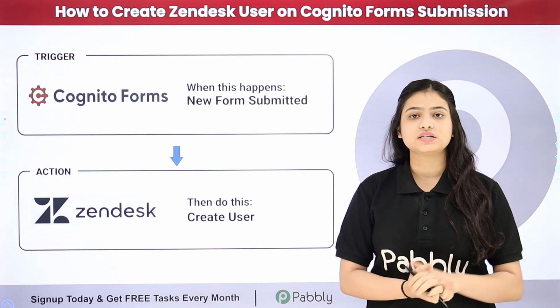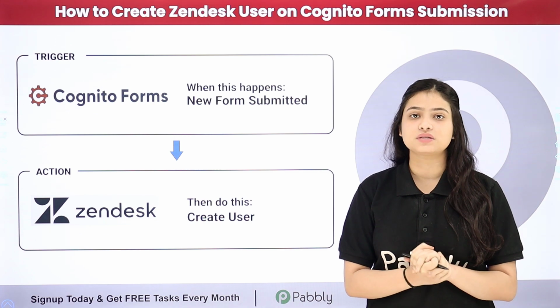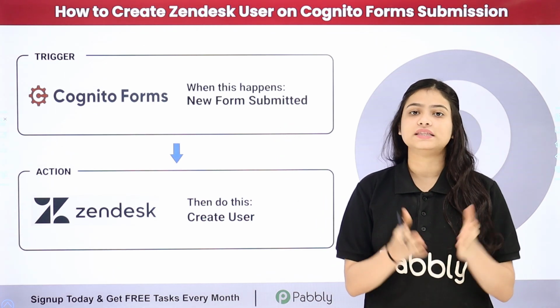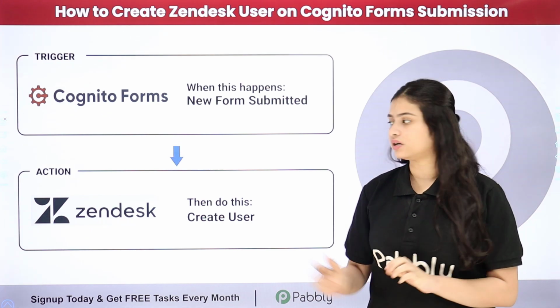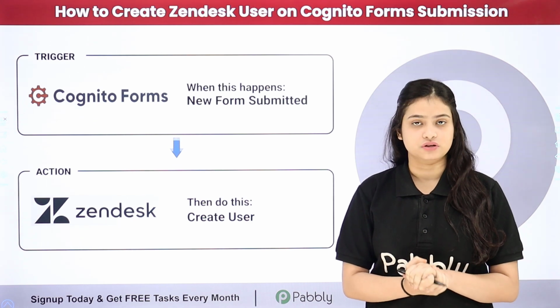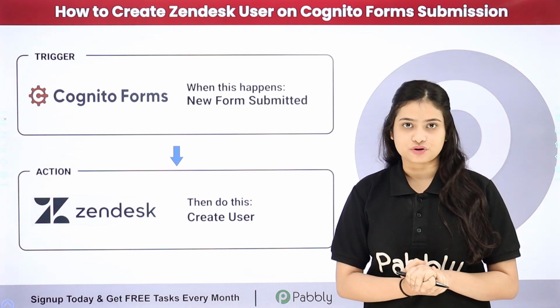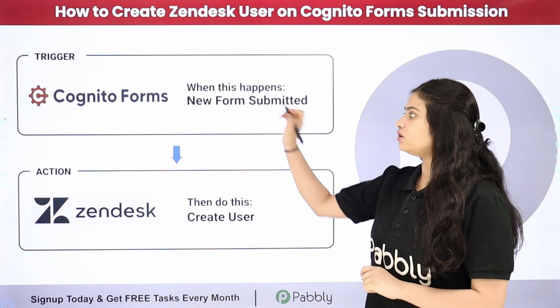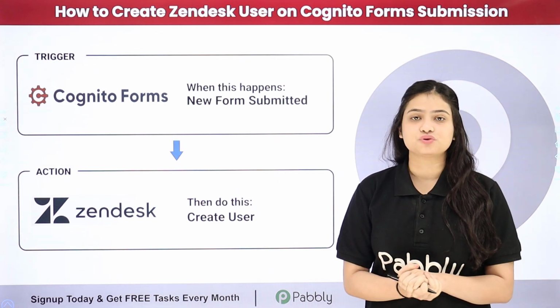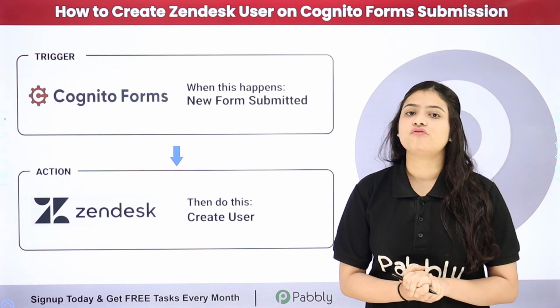And now my objective is that as soon as a customer submits the inquiry or the feedback through Cognito Forms, that same customer should automatically be added as a user in my Zendesk account so that my team will be able to follow up with that customer further. Now, to automate this entire process, I will have to set up the connection between Cognito Forms and Zendesk, and that we are going to do without any coding or programming skills, simply with the help of Pabbly Connect.